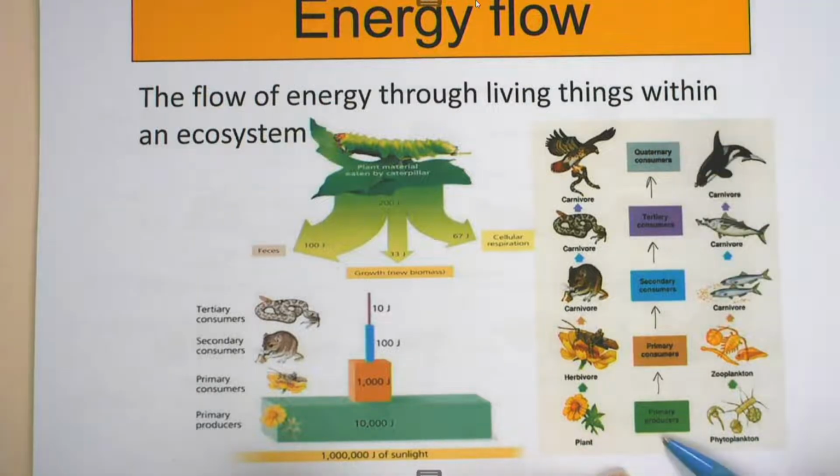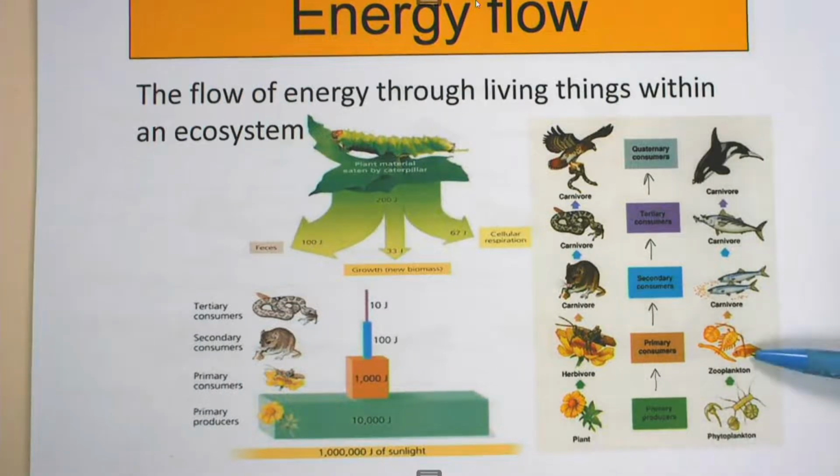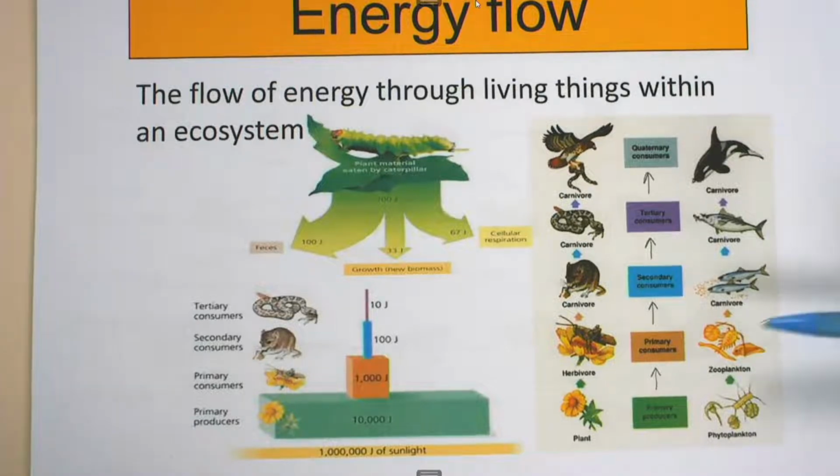Now let's have a look here. We start at the bottom with primary producers. They will have a lot of energy because they get their energy from the sun, they photosynthesize, they make it. Okay? So here we have the phytoplankton, that is plant-like plankton, and then we have the zooplankton. Zoo refers to the animal-like. So first we start with the plant here. Let's look at this one.